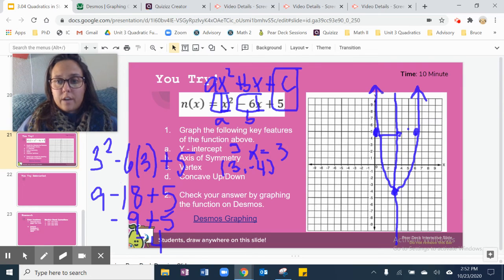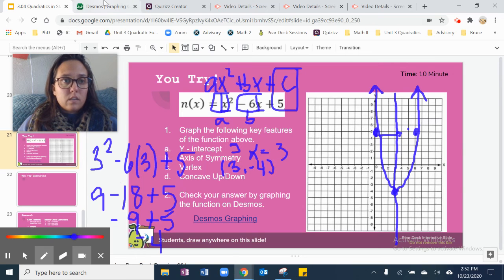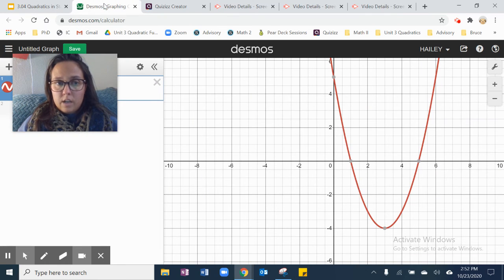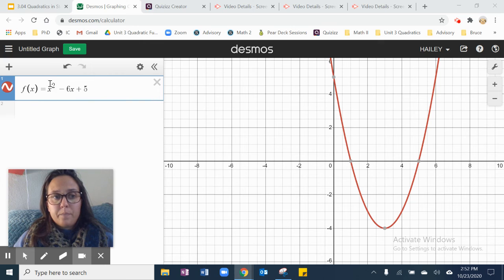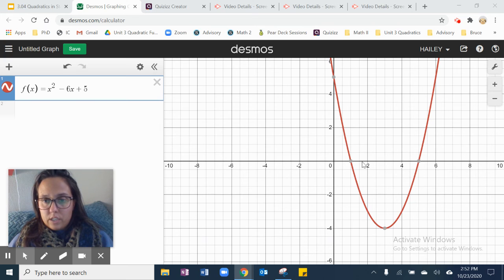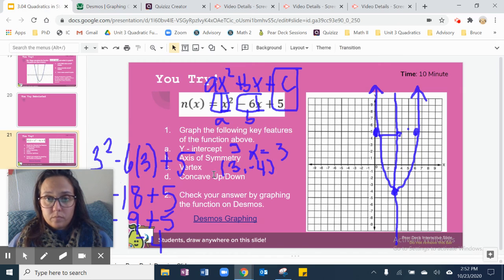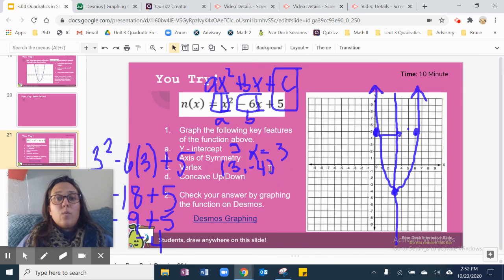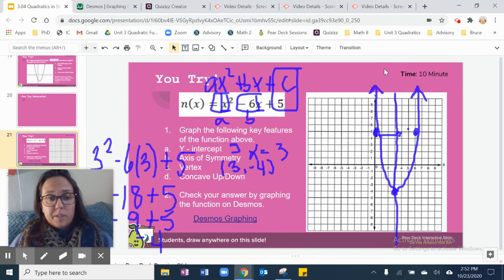And if we wanted to check our function in Desmos, let's go ahead and do that. Awesome. You'll see that I already plugged it in. And I changed n of x to f of x because it won't read n of x. But you'll see that our y-intercept is at 5, and then we have another point here, and that our vertex is 3, negative 4. So we have 5, we have 3, negative 4. Looks pretty good to me.